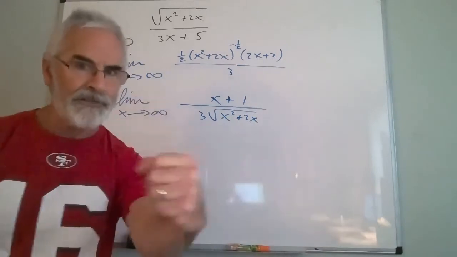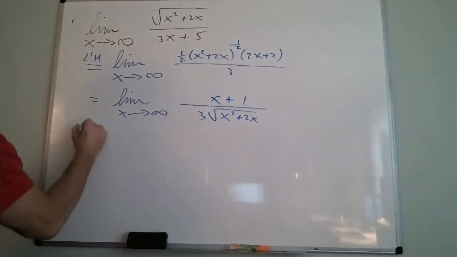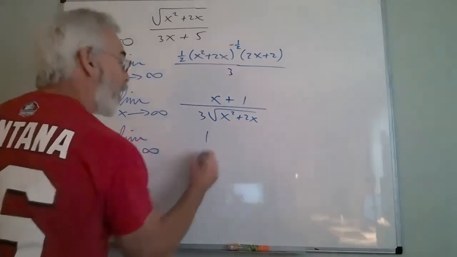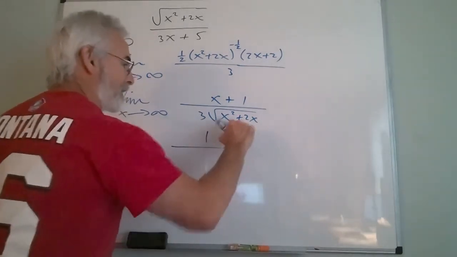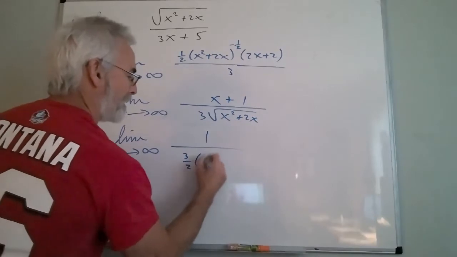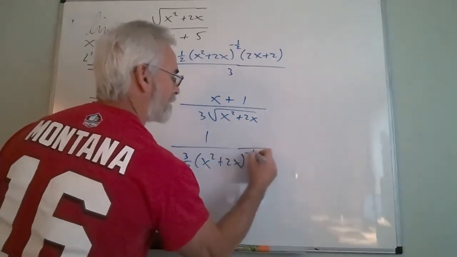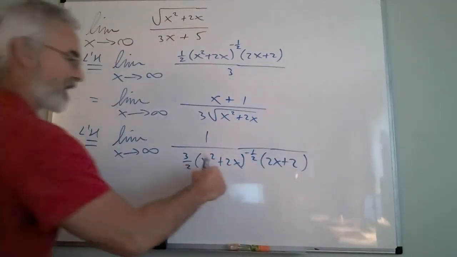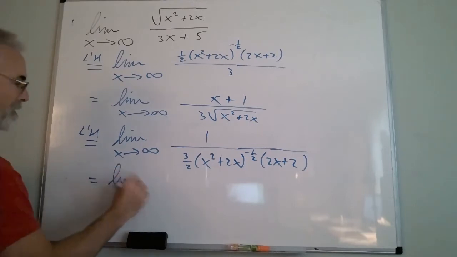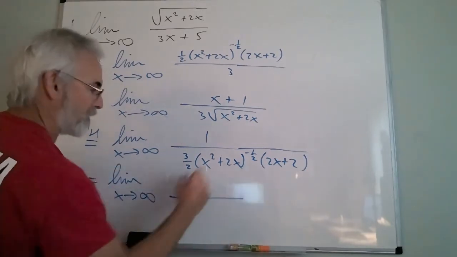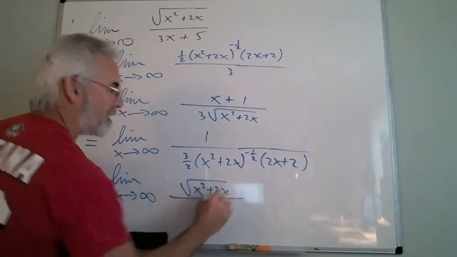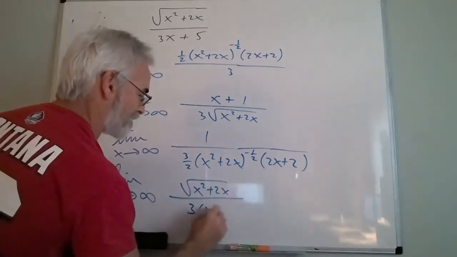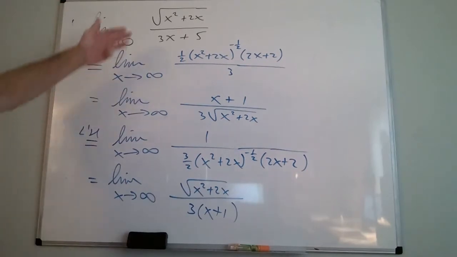Infinity over infinity form, let's use L'Hopital's rule again. All right, so I'm at a 1 on top. Think of this as 1/2 power again. So it'd be 3 times 1/2 x squared plus 2x to the negative 1/2 times 2x plus 2. All right. Well, this guy's going to need to go upstairs. So I'll put that guy on top. Okay. I have a 2x plus 2 times the 3/2. So that'd be 3 times x plus 1. All right. Now we're getting somewhere, aren't we?